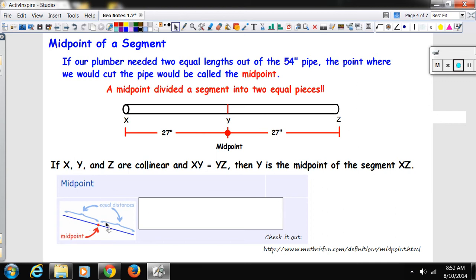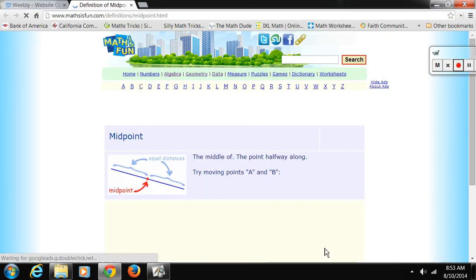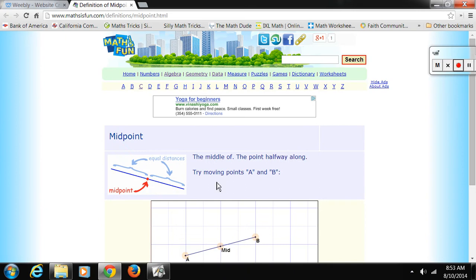You can see the diagram from mathisfun.com here. The midpoint breaks it into 2 equal pieces. So the middle, or the point halfway along, try moving points A and B. Check it out on Math is Fun. Go to the website here and just check it out.